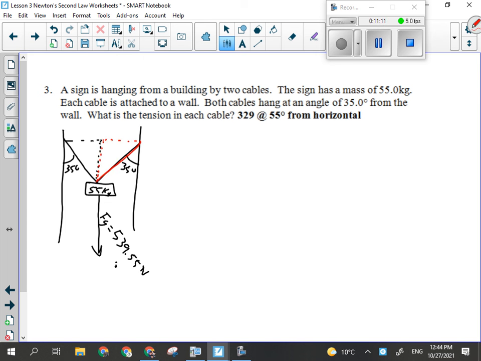Okay, treat them like they're two separate objects. Each one of them has an upward component and a horizontal component, or force Y and force X. Remembering that the net force in all directions is 0, that means the two X's are canceling each other out, and the two Y's are canceling out.